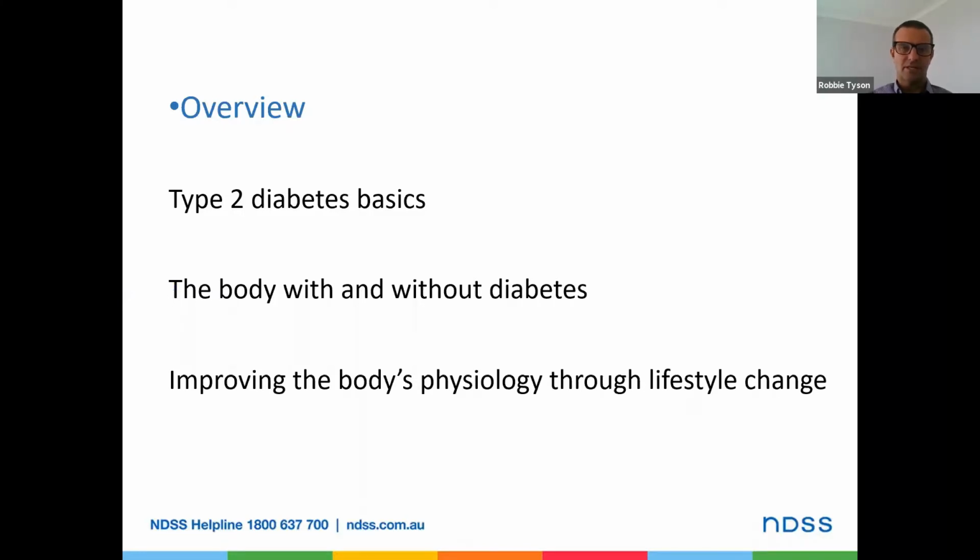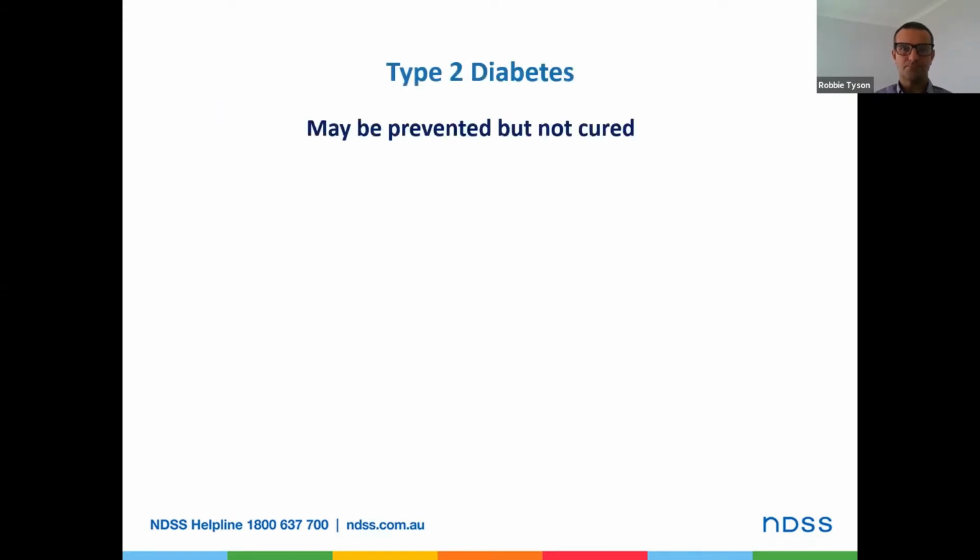So in this webinar today, we're going to be talking about several different things. Type 2 diabetes basics, the body with and without diabetes. So what's actually happening when somebody's digesting carbohydrates and they don't have diabetes, and what happens when they digest carbohydrates and they do, and what goes wrong in that situation. And then we'll look at some ways to improve the body's physiology by different changes such as physical activity and diet to tackle some of those things that are going wrong when someone's living with type 2 diabetes.